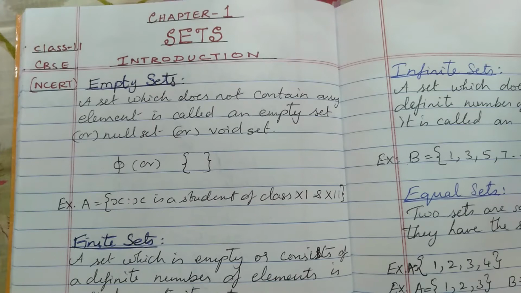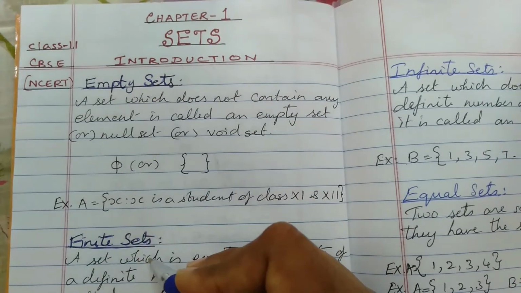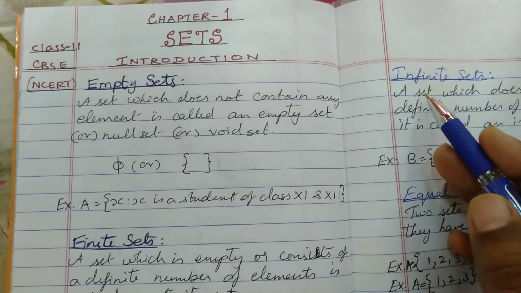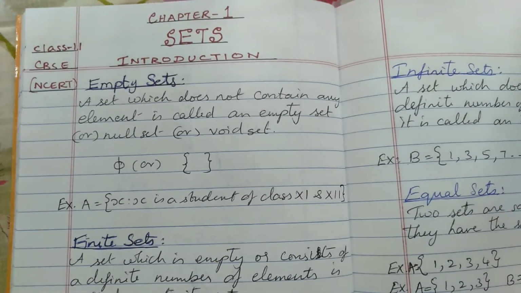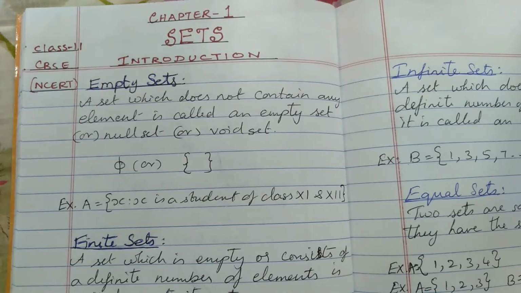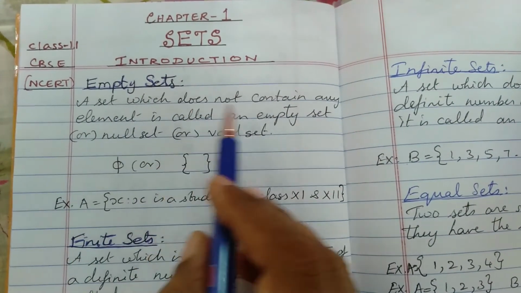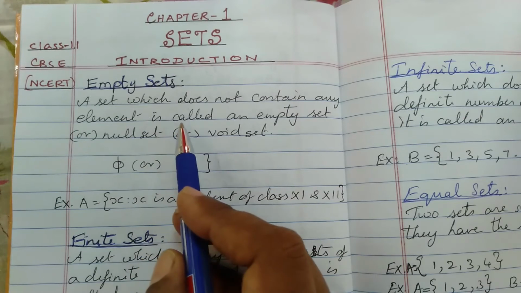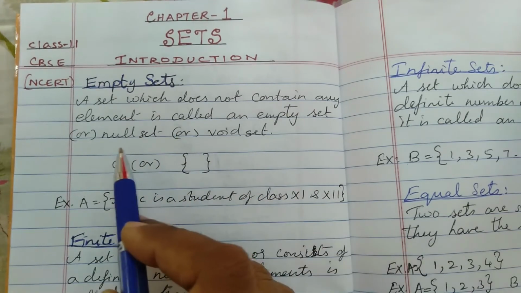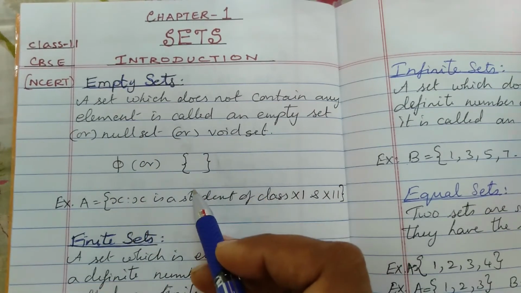Now in this video, we shall cover a few topics like empty sets, finite sets, infinite sets, equal sets and equivalent sets, so that we can do exercise number 1.2 in the next video. So let's start learning. The first one is empty set. A set which does not contain any element is called an empty set, or it can also be called a null set or void set.